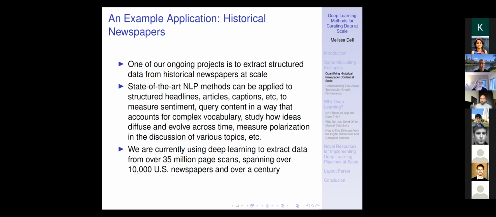And so we're using deep learning to extract this data from over 35 million page scans that span over 10,000 US newspapers across a period of over a century.